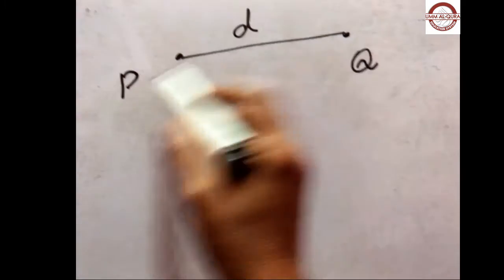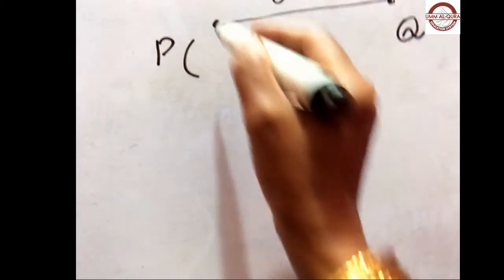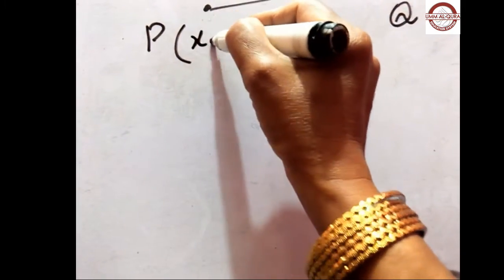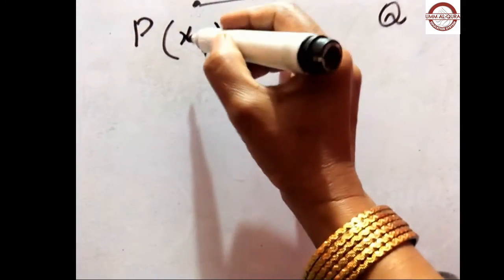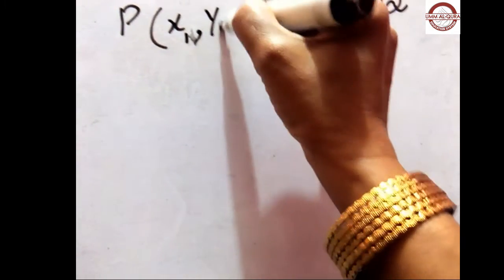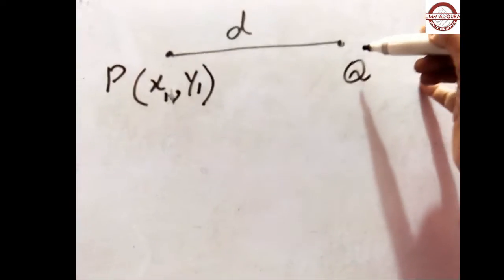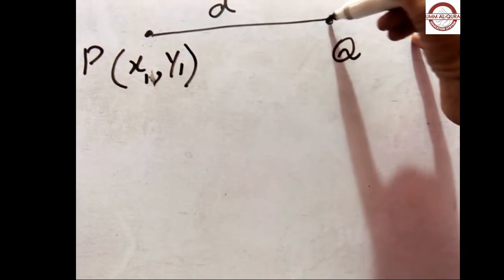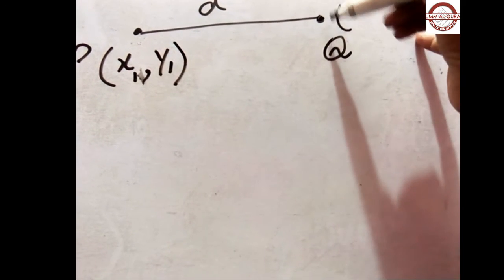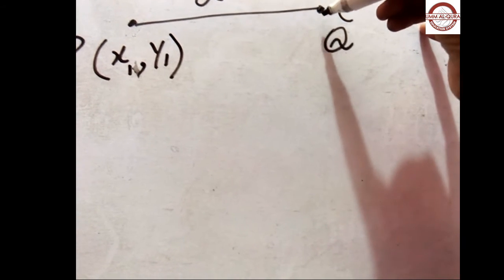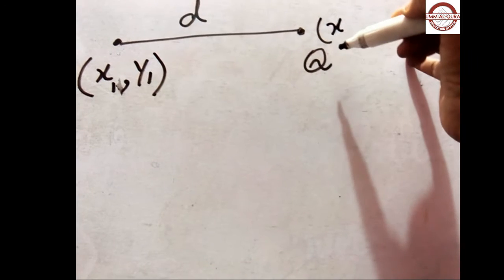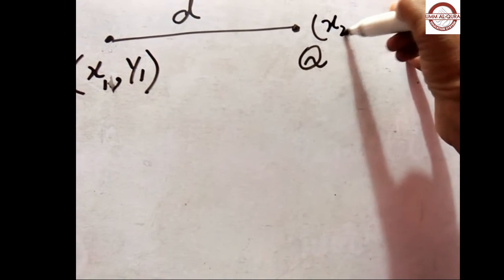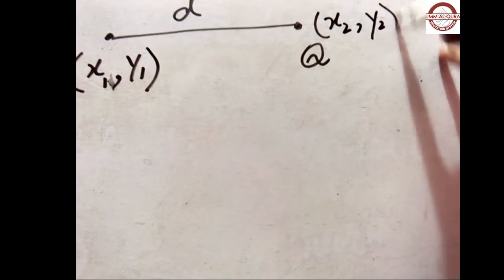Now, these 2 points have 2 coordinates. Point P has coordinates x and y. If this is the first point, we will write here x1, y1. And this is the second point Q, and it has 2 coordinates. Coordinates mean x coordinate and y coordinate. It is the second point, so we will write here x2 and y2.